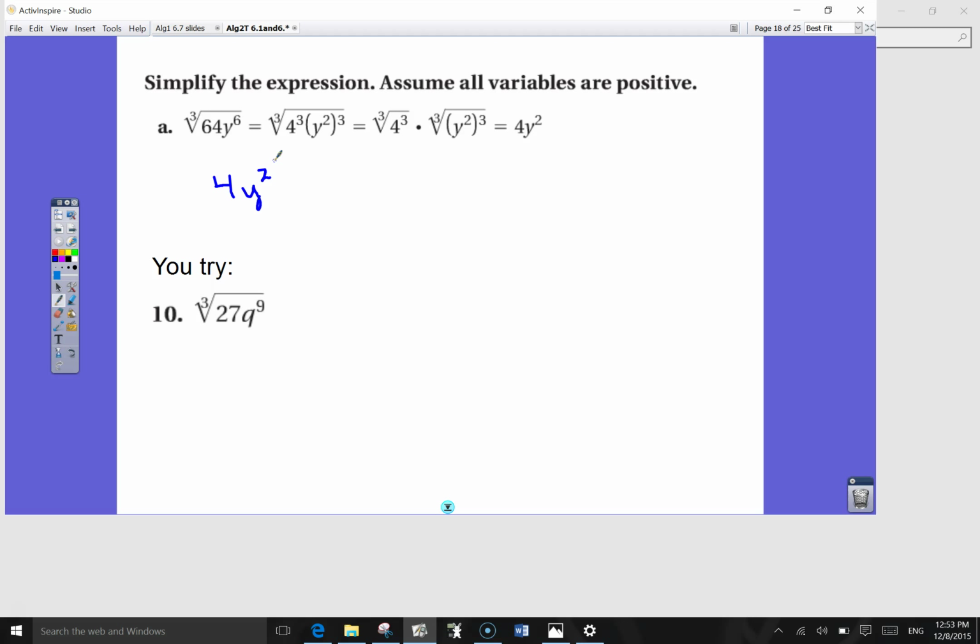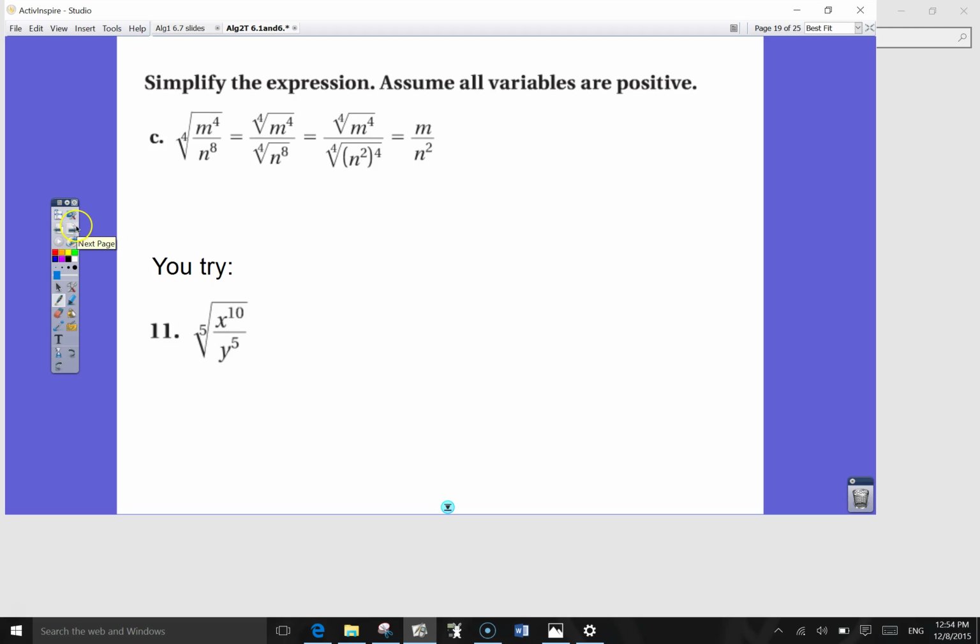Okay, so you try the same on the one below. Hit pause, and when you're done, hit play. So the cubed root of 27 is 3. And how many q's will come out of this? It's the cubed root of q to the 9th. So that's 9 divided by 3 is 3. So that's q to the third. Okay, division.